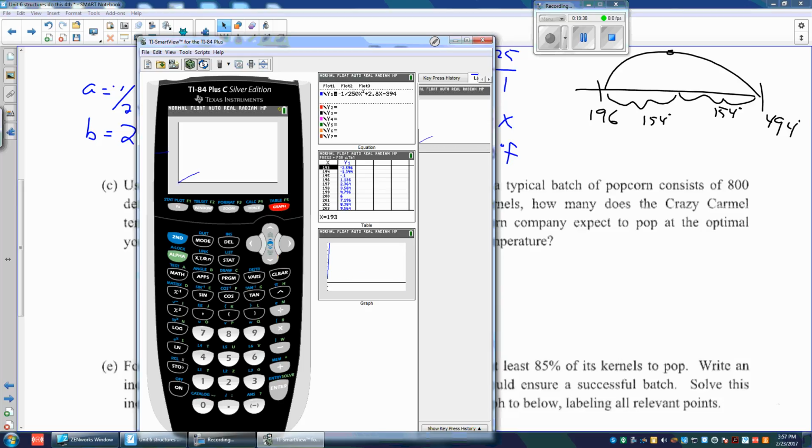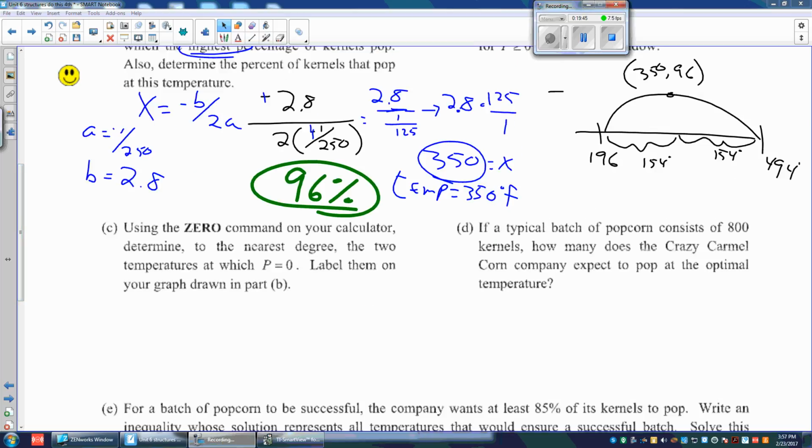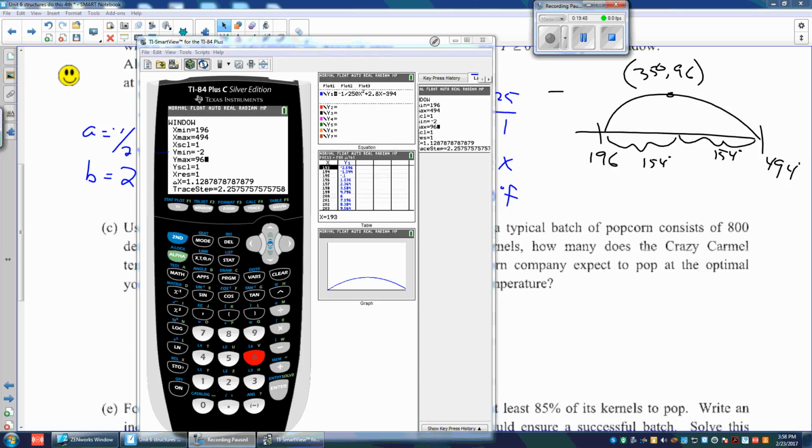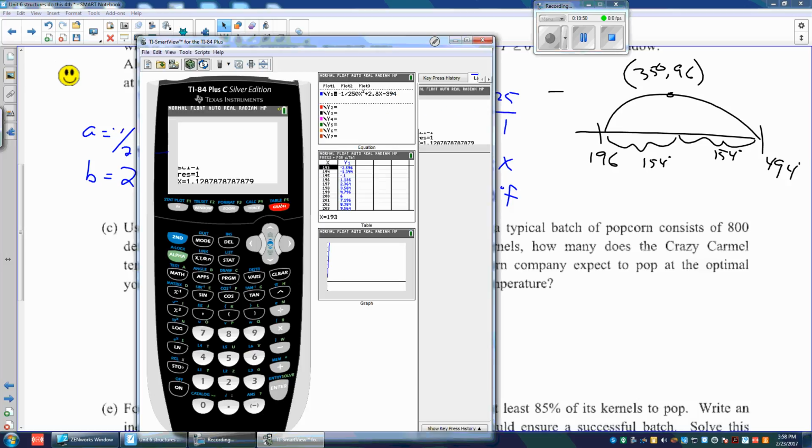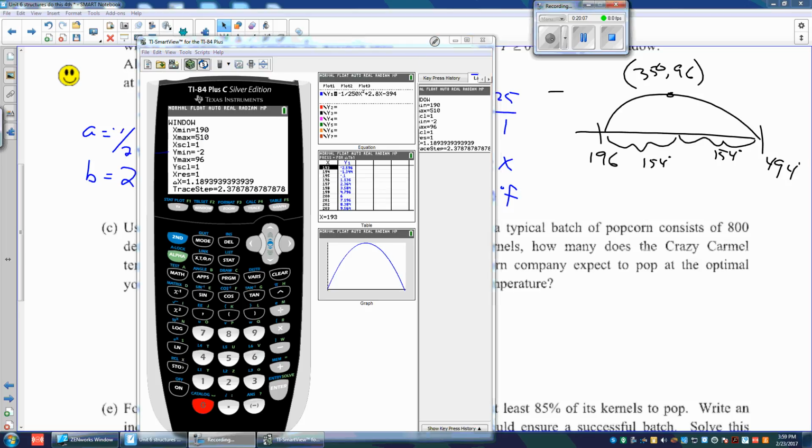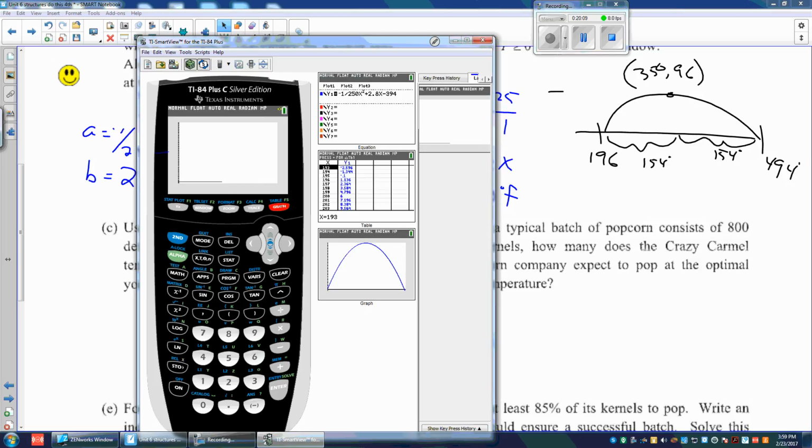Graph it. Okay, the Y max wasn't 350. The Y max was 96. So I changed that to 96, and we graph it. It's going to sit just at the top. We want to find the zeros. Missed it. It's not 494. See, I missed it. Let's make it bigger than 494. So I changed my window to 190 and 510. We're going to see it's really 504.